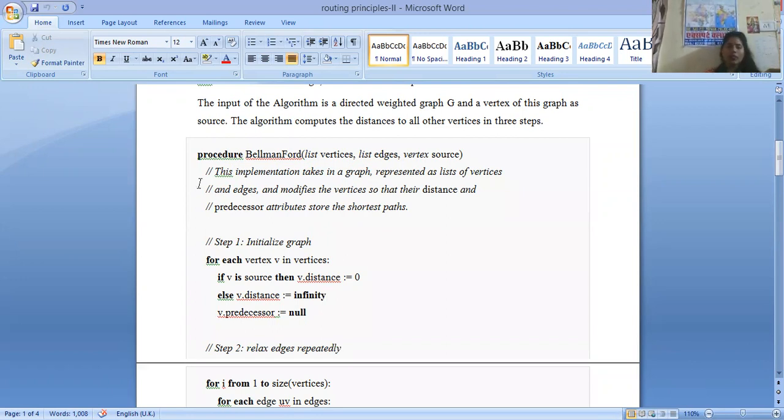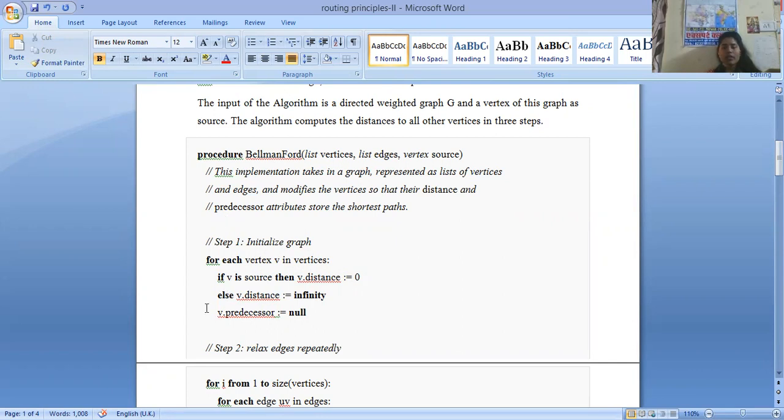Okay, so now what will happen here? In step first, initialize the graph: for each vertex V in the vertices, you are using a for loop. If V is the source, then V.distance equals 0. There is no distance covered by the source at the initial state. Clear? Else V.distance equals infinity.